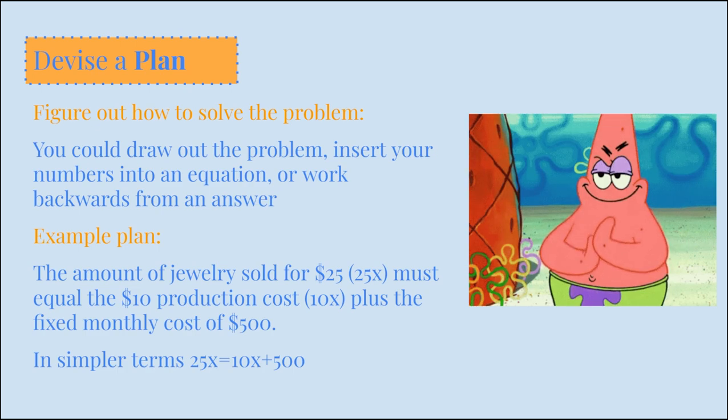Here, we'll use the variable x to represent the number of jewelry pieces Maria sells. We know that for Maria to break even, the money she makes selling jewelry at $25, or 25x, must equal the $10 production cost, 10x, plus the fixed monthly cost of $500. Or in simpler terms, 25x equals 10x plus 500.